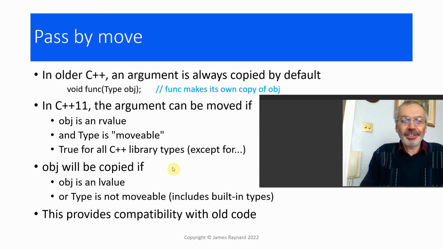On the other hand, if the object which is passed is an Lvalue, or we pass something which is not movable, and that includes built-in types, then those will be copied instead, so we get exactly the same behaviour as we did before C++11. So if you have some classes and they're not written for move semantics, and you pass them by value, then don't worry, that will continue to happen. So this is all completely compatible with old code.